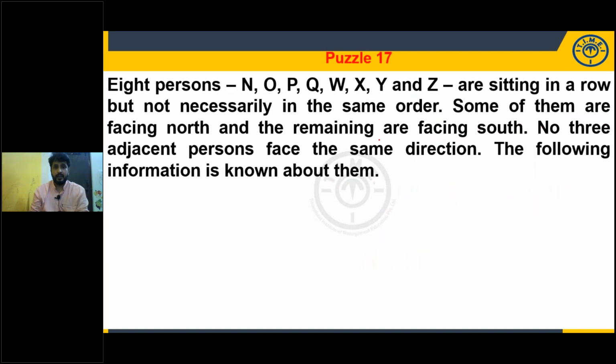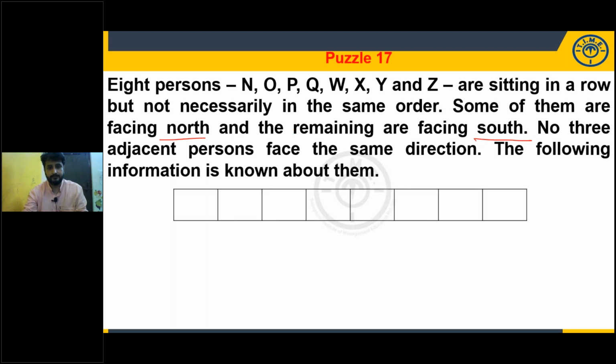Next, 8 persons are sitting in a row. Very rarely they will give you, less than 1% chance. Some of them are facing north, remaining are facing south. In a single row, some are facing north, remaining are facing south. It is model number 17. Very rarely they will give you.